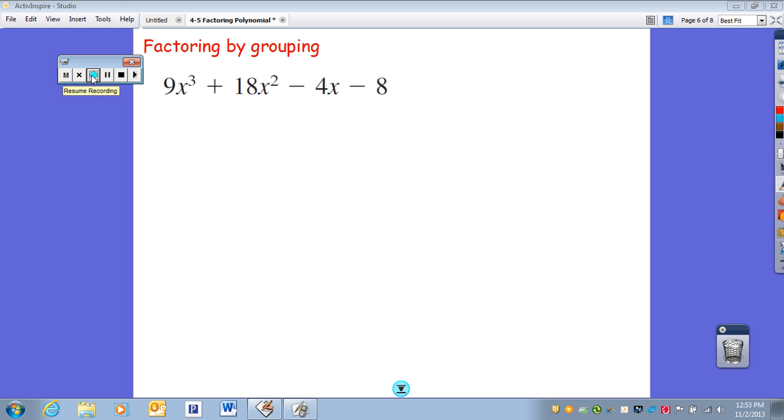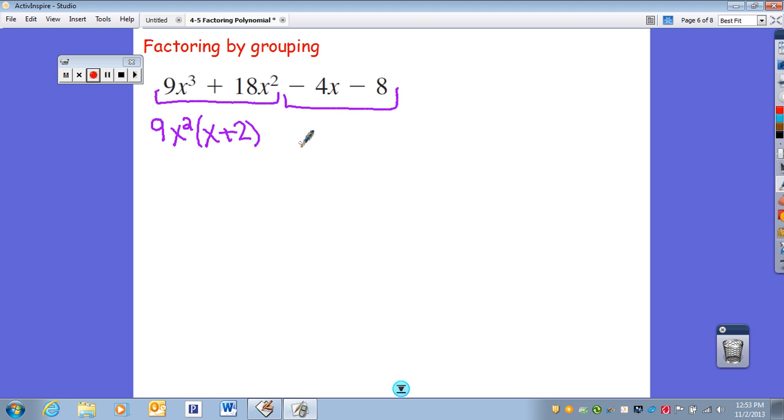Next, we'd like to look at the special pattern of factoring by grouping, and that is where we are going to take two terms and decide what their common monomial factor is. So they both have a 9 in common and they have an x squared in common. So when we divide them both by 9x squared, we have x plus 2. And then we take a look at the second two terms, and we see that they have a negative 4 in common, so we're going to factor that out, which gives us x plus 2.